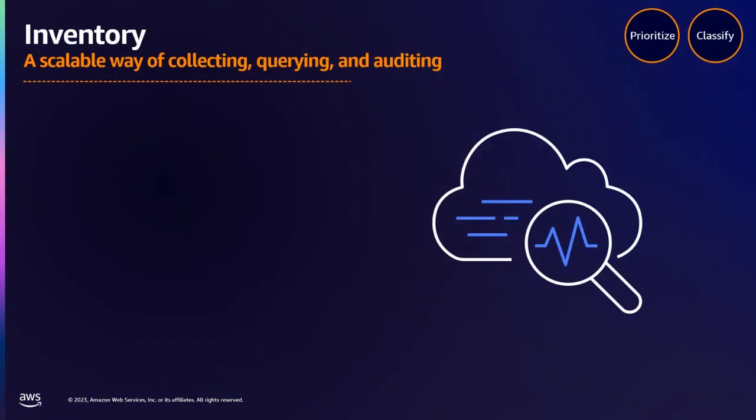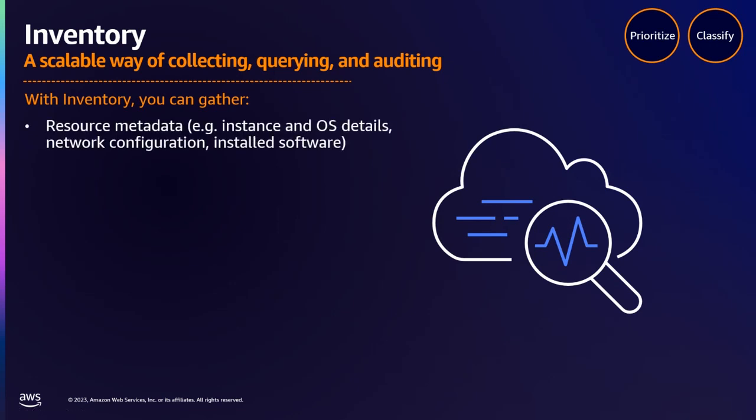So I want to take a step back and talk about inventory. Inventory is another AWS Systems Manager service that's a scalable way of collecting, querying, and auditing information. So with inventory, you can gather information about instances such as resource metadata. So if you want to know instance and OS details, network configuration, or installed software, you can use inventory to collect information about those instances at scale.